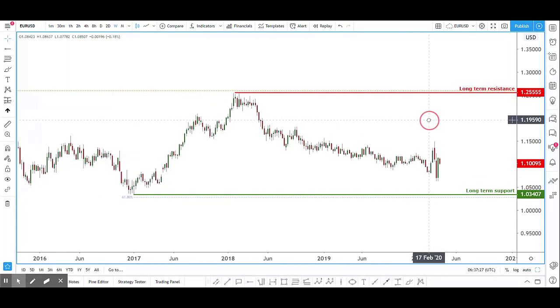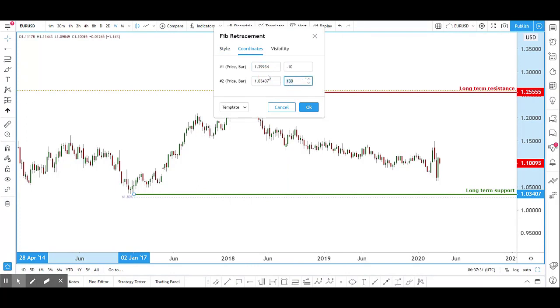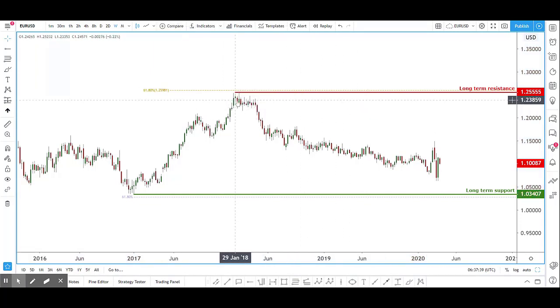Now on the weekly, let me just tidy this up first. On the weekly, what we see here is that from January 2018, the euro dollar has been drifting lower and lower, and it's coming close to the long-term support at the 1.0340 level. So what we want to do is also find weekly support and weekly resistance here.